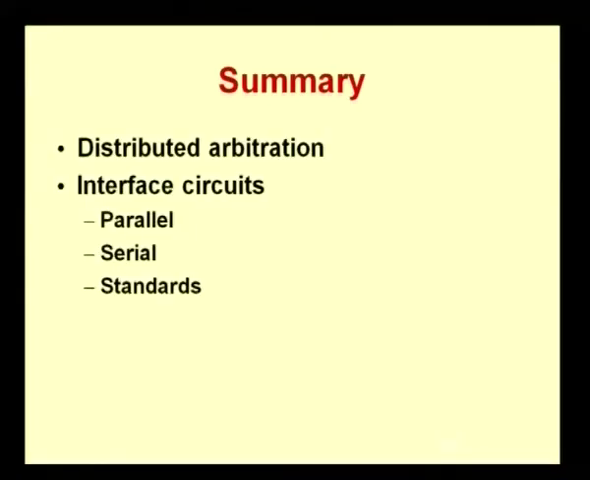To summarize, we first looked at the distributed arbitration mechanism used for DMA, and then we looked at interface circuits. We looked at how parallel input output transfer takes place and how serial input output transfer takes place. We also saw the need for standards and a typical example of how different standards are used inside a processor. So, here are questions to look at today's contents.